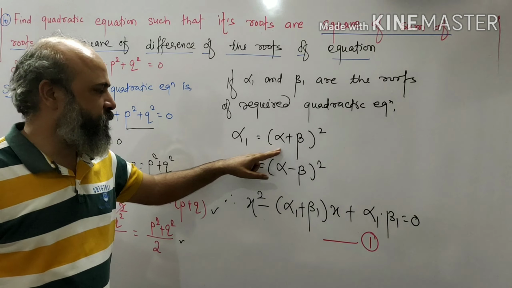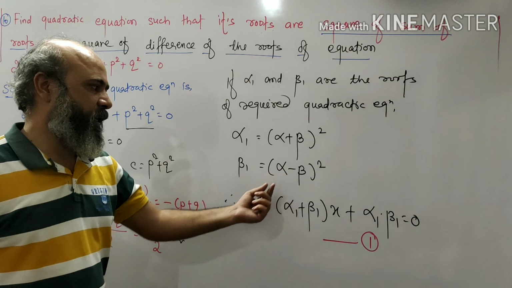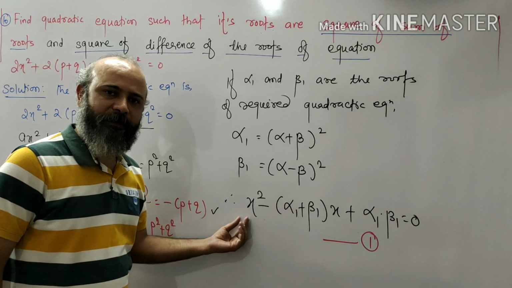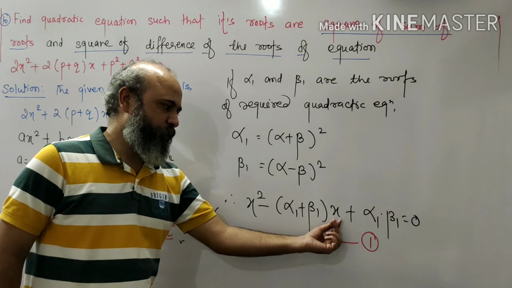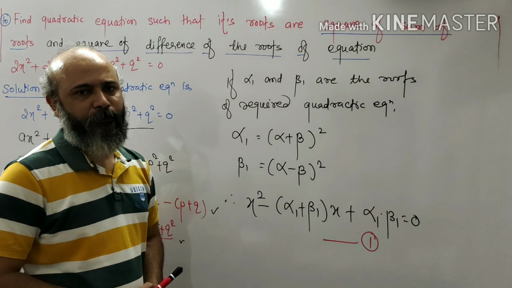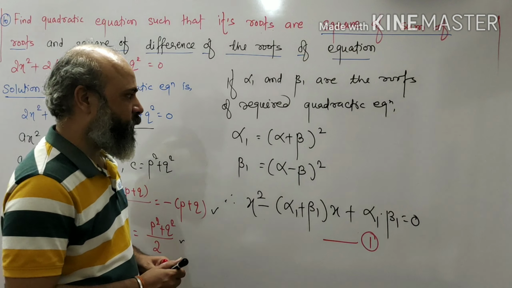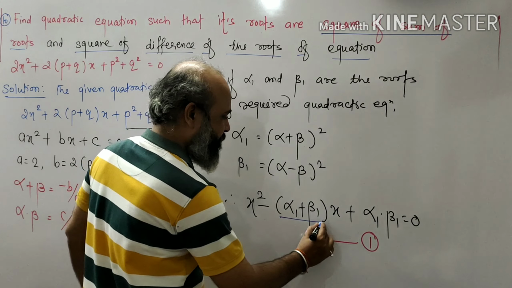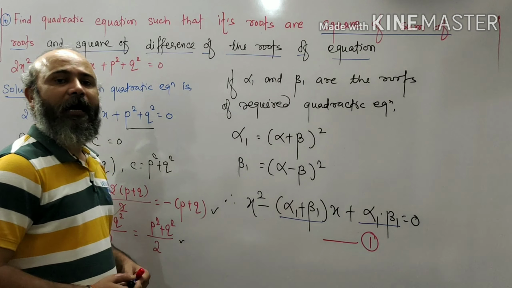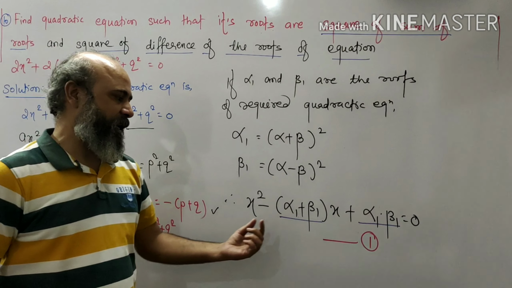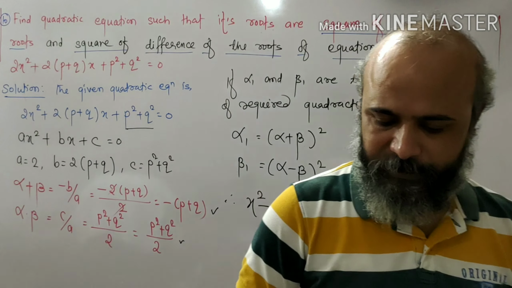Alpha plus beta the whole square, and beta 1 is what, student? Alpha minus beta the whole square. So the required quadratic equation will be what? X square minus (alpha 1 plus beta 1) into x plus alpha 1 into beta 1. Now student, we are going to find the value of alpha 1 plus beta 1 and alpha 1 into beta 1, and then we will put these values in this equation. We will get the required quadratic equation.